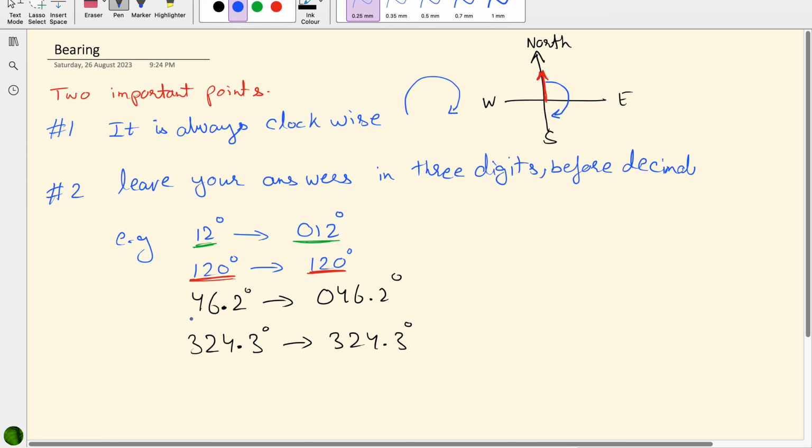Third is if you have 46.2, so leave it in 3 digits before the decimal, so you should add a 0 before it, 046.2. And the last example, it is already 3 digits before the decimal, so there is no change.